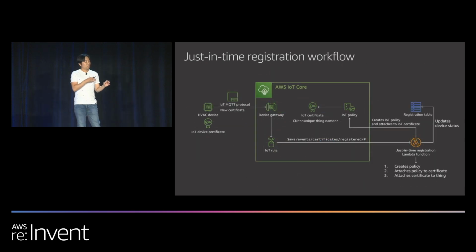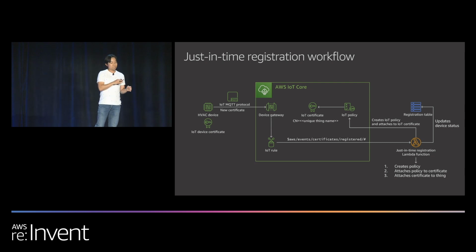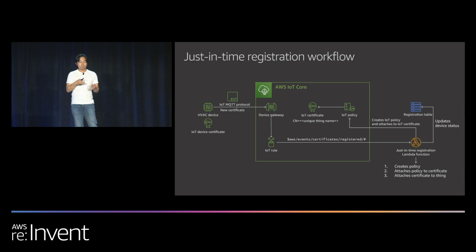To look into the just-in-time registration workflow deeply: when your devices with a new certificate are trying to connect to AWS IoT Core, AWS IoT Core is going to send the registration message to a certain topic, which is a reserved topic. So you can see the topic there. The topic looks like AWS/events/certificate/registered. And the topic is going to have your certificate information. Once AWS IoT Core gets the information, the just-in-time registration Lambda function is going to be triggered by the IoT rule engine.